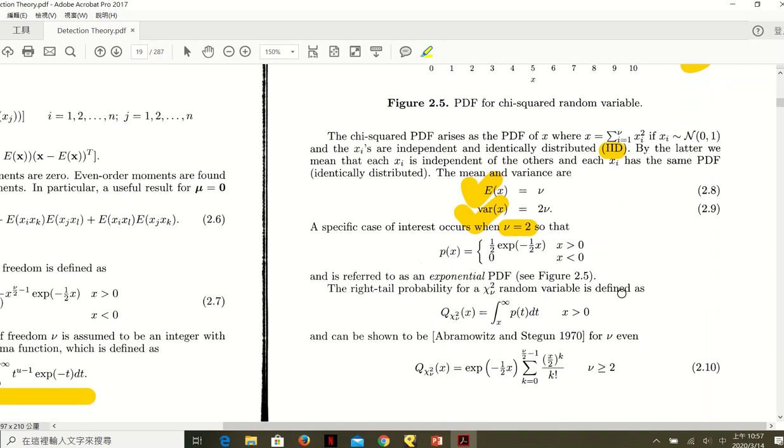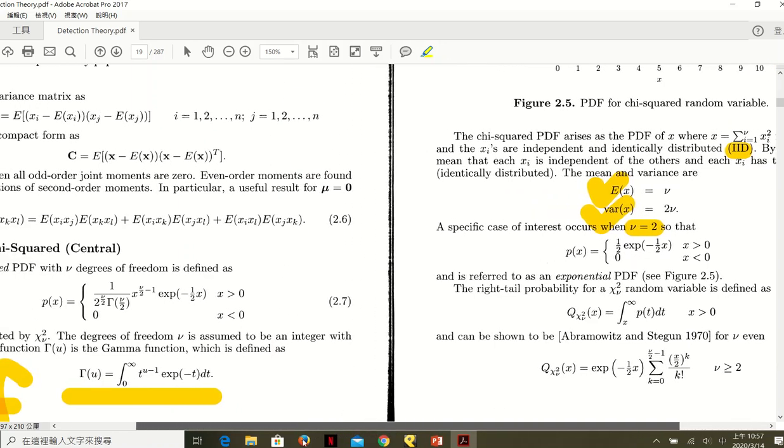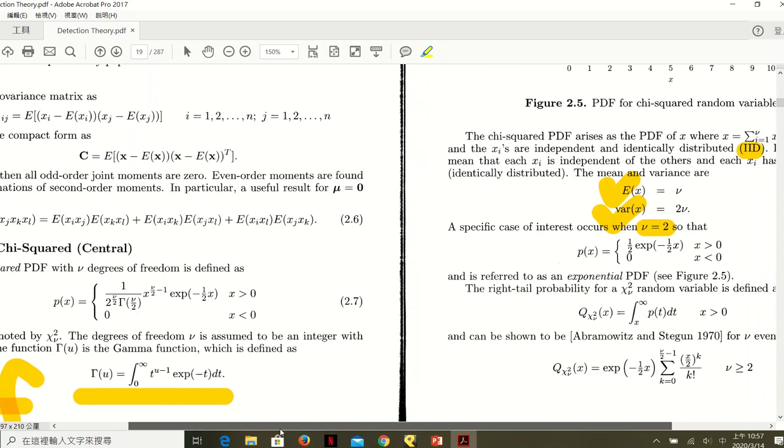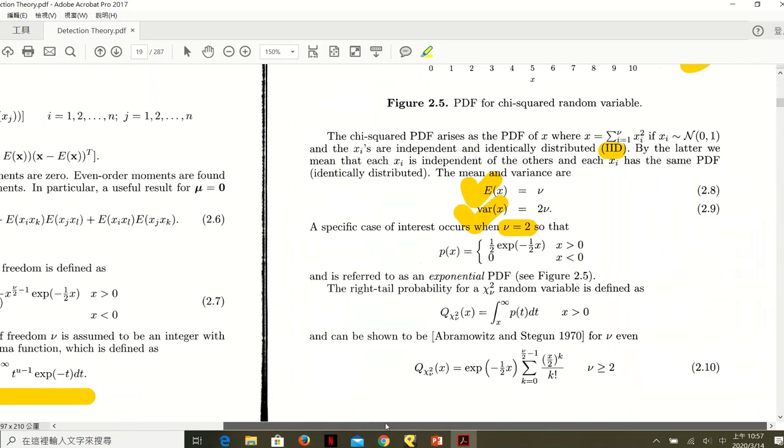When v is equal to 2, you can plug v equal to 2 into this distribution and do some simplifications. You actually get this exponential distribution, so we call it the exponential PDF.